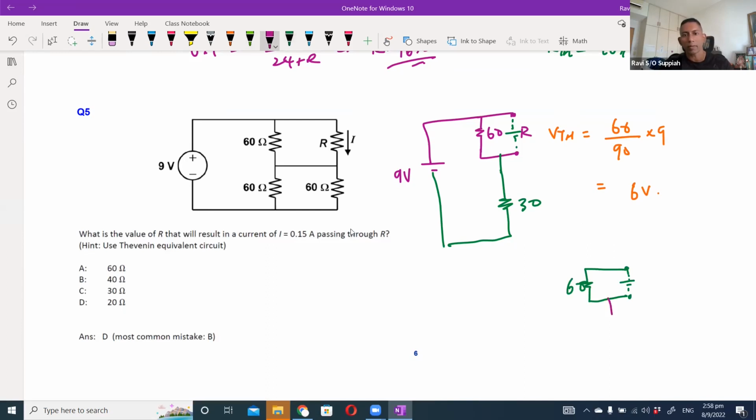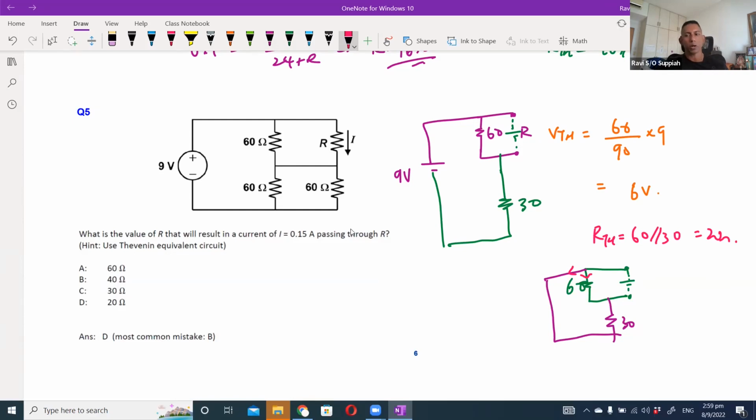Okay, then over here I have another 30. So it's basically two separate branches, correct? Because this is considered one branch and this is considered another branch. So it is 60 parallel to 30, which will give me 20 ohms.